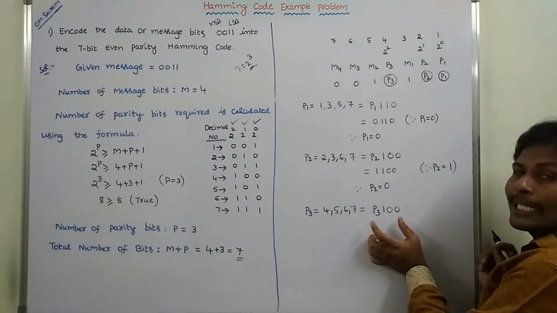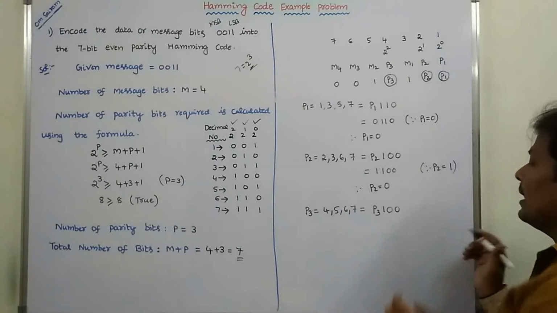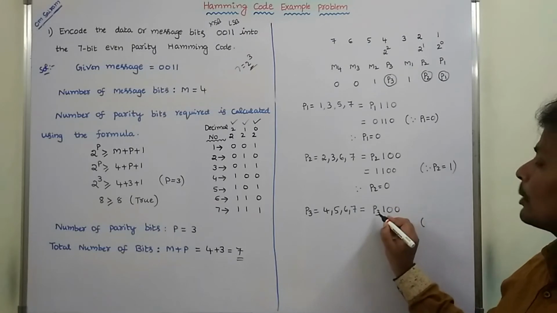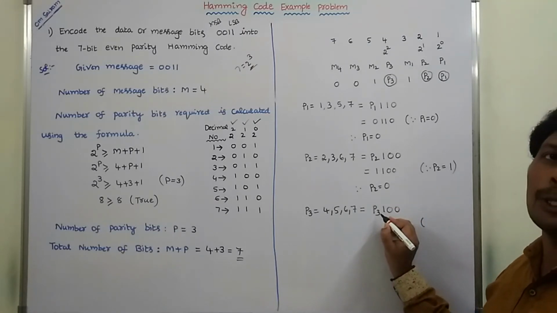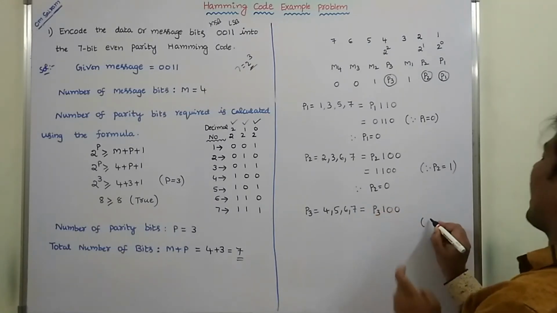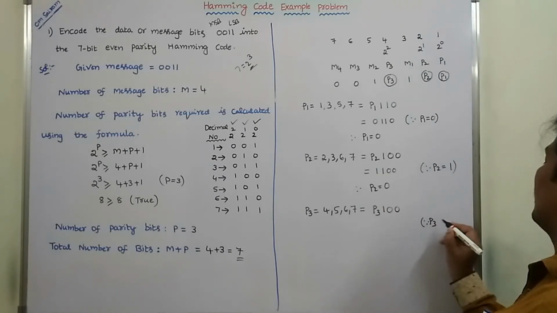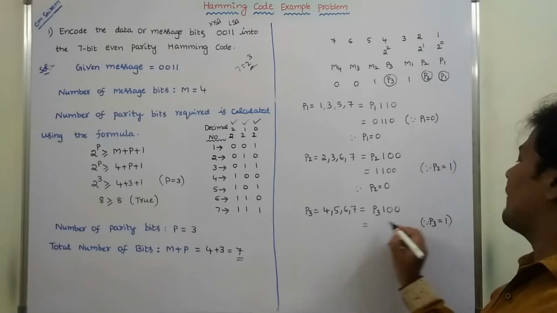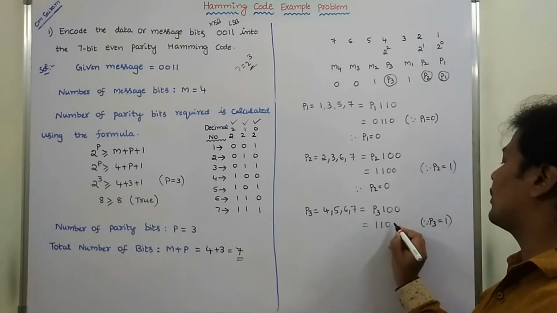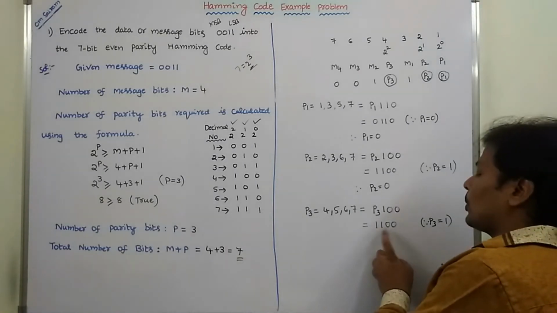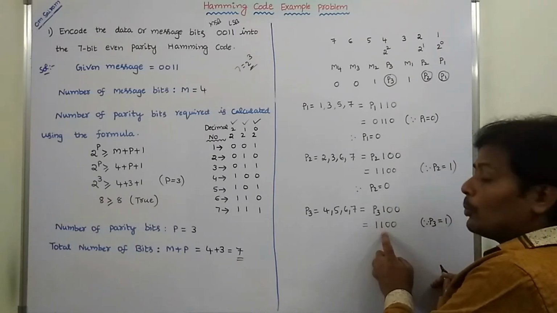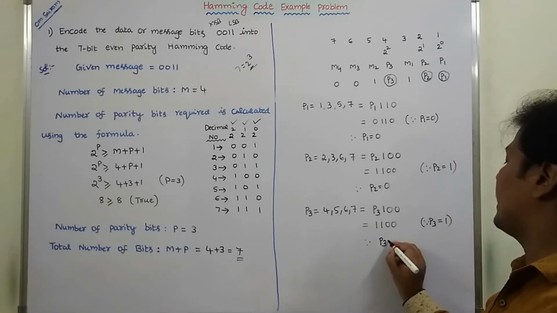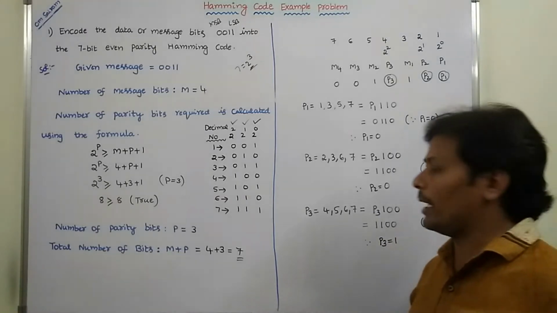To send this message with even parity, the total number of ones is equal to 1. To make the total number of ones even, the P3 value can be treated as 1. Okay, so if the P3 value is 1, then 1, 1, 0, 0, the total number of ones is 2, and 2 is an even number. So therefore P3 is equal to 1. Okay. Next.